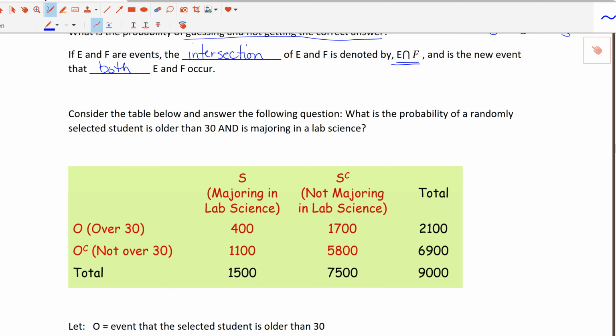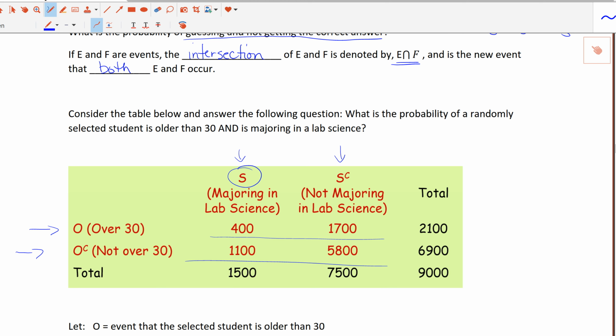What is the probability that a randomly selected student is older than 30 and is majoring in a lab science? Okay, so when we read this chart, this column is people who are majoring in a lab science. This column, people who are not majoring in a lab science. This row says that these are the people in this row that are over 30. These are the people in the second row that are not over 30.